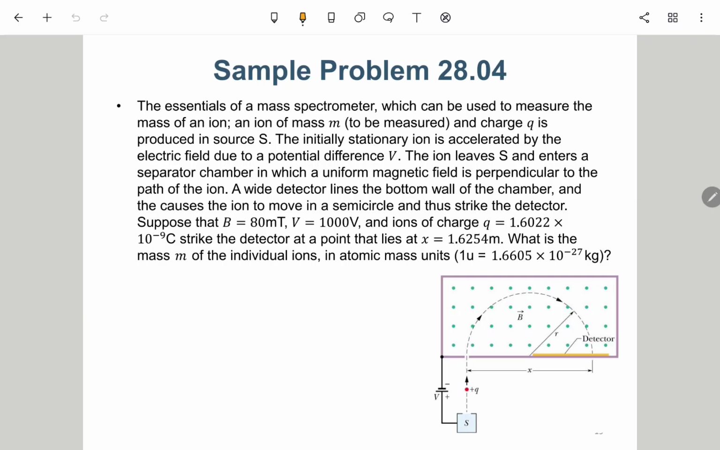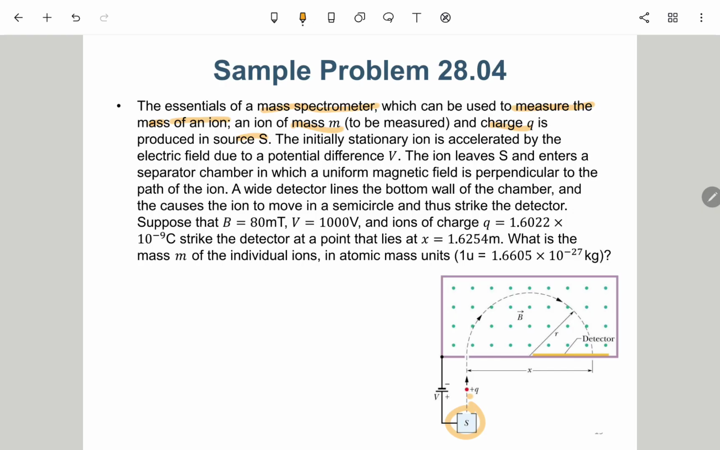Here it says the essential of a mass spectrometer, 质谱仪, which can be used to measure the mass of an ion. An ion of mass m and charge q is produced in source S, which means this is the source. It will shoot out an ion.